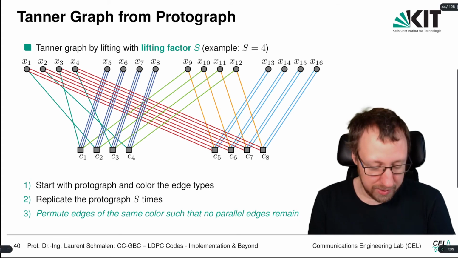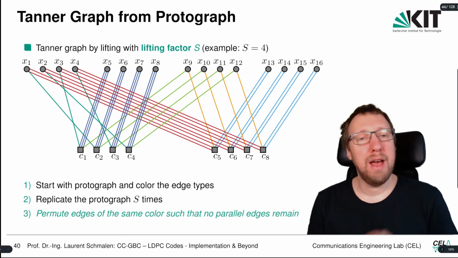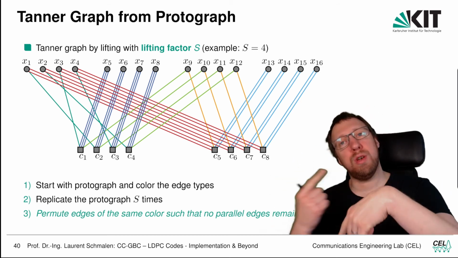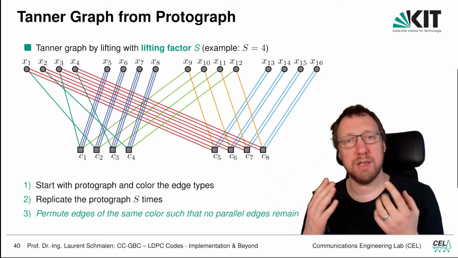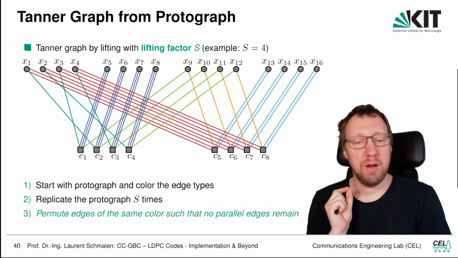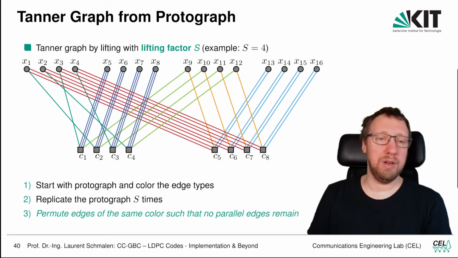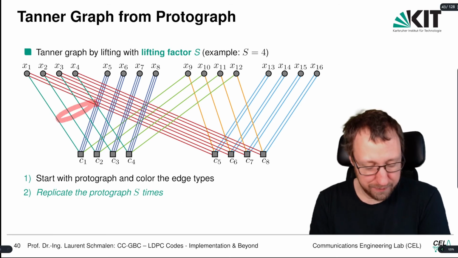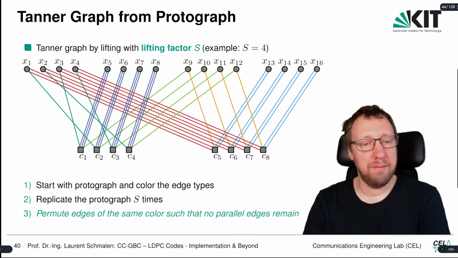And now the next step is we look at the edges of the same color. So we pick edges of one specific color and we apply a random permutation on the edges. And this random permutation is chosen such that we have no parallel edges anymore after the permutation. So for instance, we pick the green edges and we permute them like this.